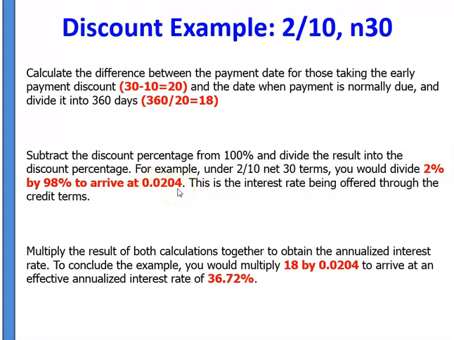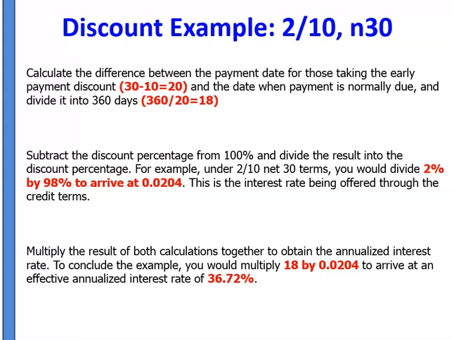But we have to understand that this spread here, this 20 days, will go into our 360 days 18 times. So we get down here and we multiply 18 by the 2% here, and we come up with an effective annualized interest rate of 36.72%.